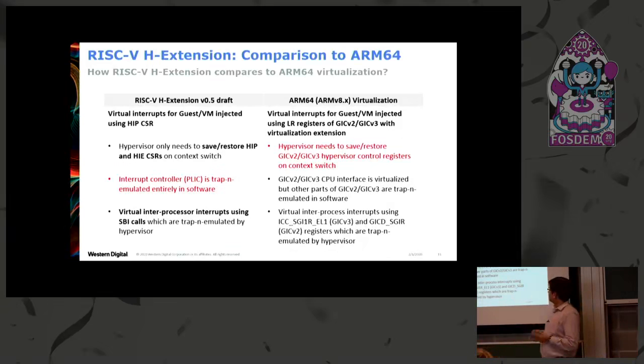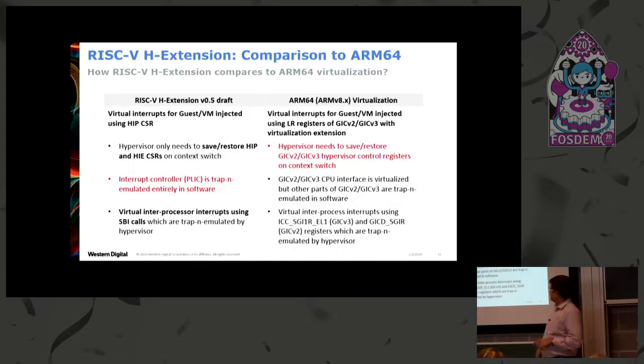Coming to the ARM world, in most cases across hypervisors, the virtual interrupt is injected by programming the LR register of GICv2 or v3, and this is good because there is no trapping as such. The VM will directly access the CPU interface registers, and the other part of the GIC will be trapped and emulated, but there is a context switch overhead. So whenever there is a context switch, all the hypervisor control registers, including the LR registers, will be saved and restored.